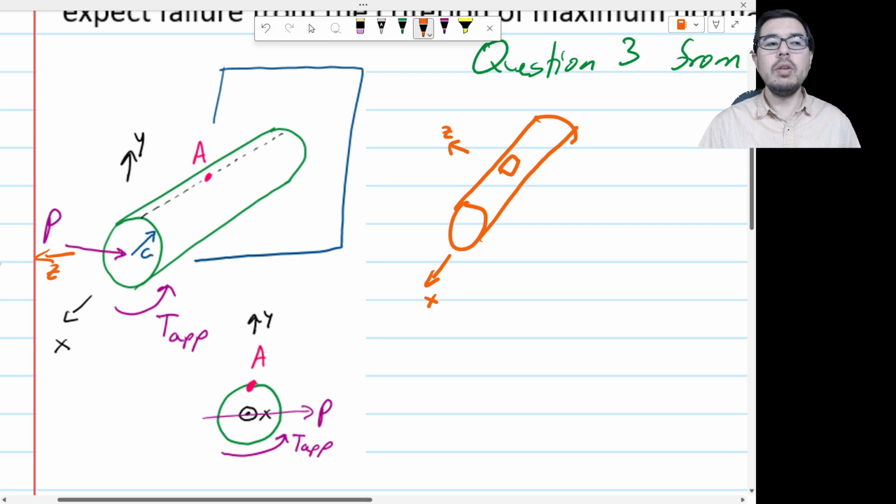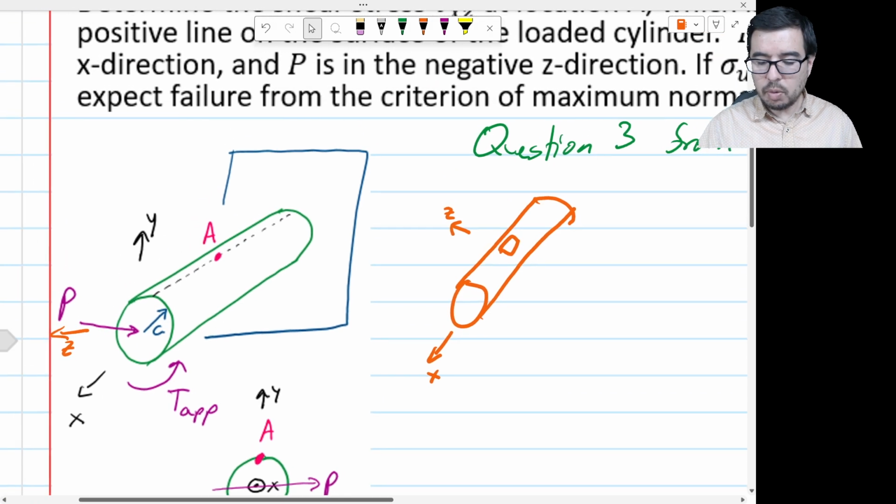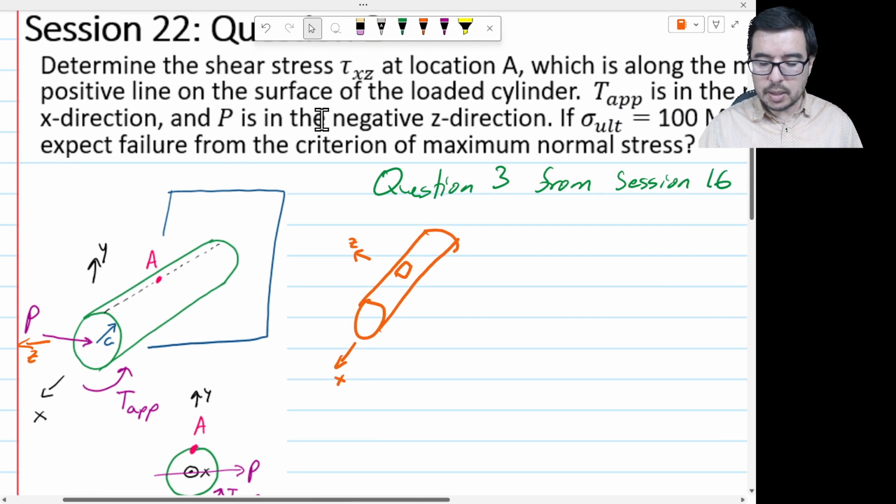And how do we know that? Well, we typically use right-handed coordinate systems. So X cross Y using the right-hand rule sends us in the negative P direction. Also, if we look at the wording in the problem, we see that P is in the negative Z direction in the instructions. So we're completely in line with what we have there. So we have now this T app being applied.